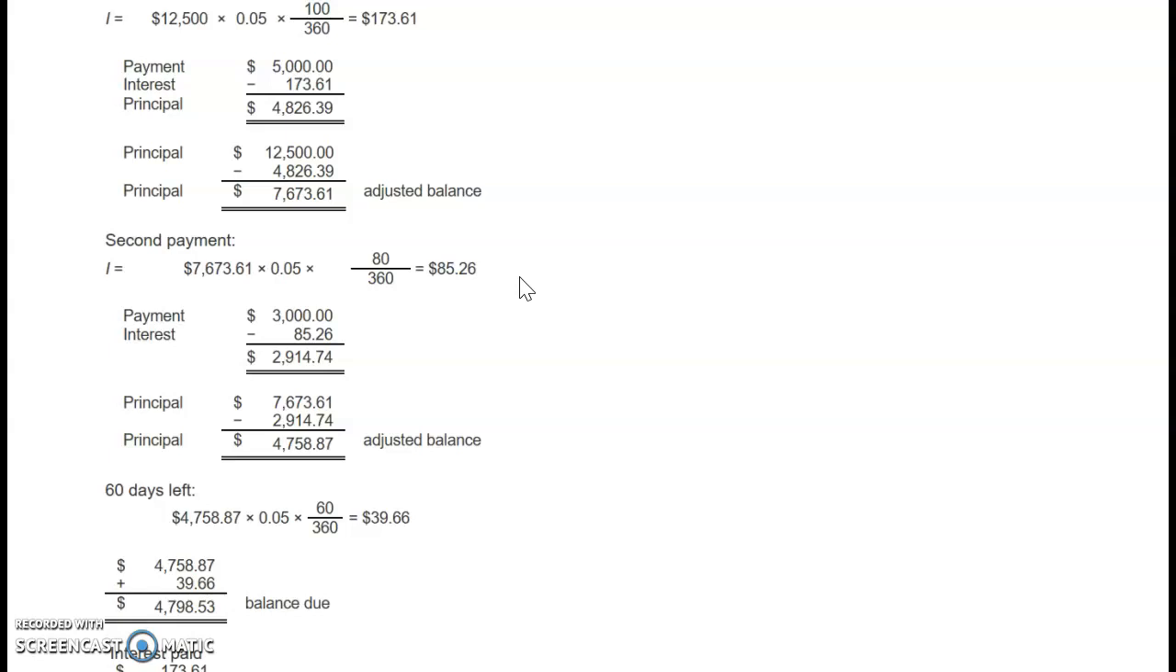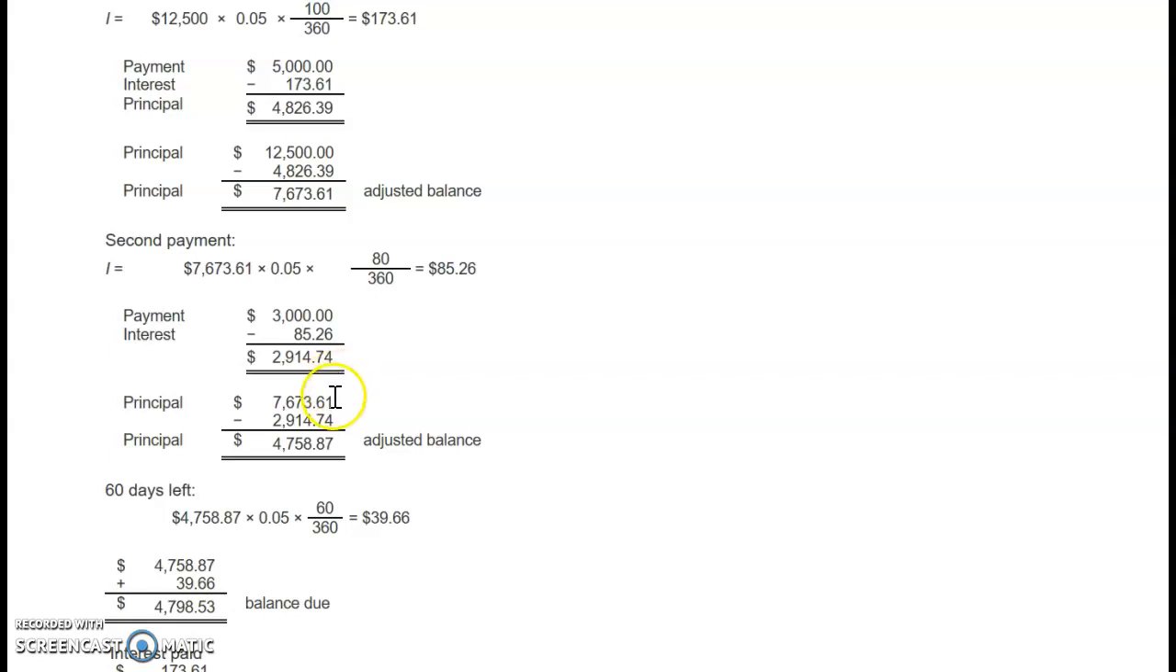What the U.S. rule says is that the bank or the lender collects this interest first out of your extra payment. So here's the second extra payment, $3,000. They're going to collect their interest first, $85.26, and then what is left is what will reduce your balance, your principal balance, okay?